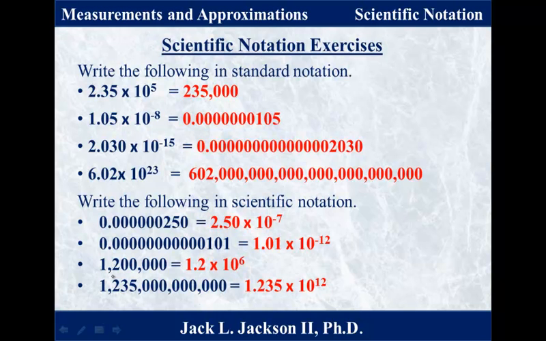1,200,000. These zeros are considered non-significant, so all we have is the 1 and the 2, so that's 1.2. And if we look, that's 6 decimal places we move to the right, so it's 1.2 times 10 to the 6. The next one, the 1, 2, 3, and 5 are significant, so it's 1.235, and it's a total of 3, 6, 9, 12, 10 to the 12th, because we move the decimal. If we started at the 1.2, we would move it 12 places to the right to get the standard notation.